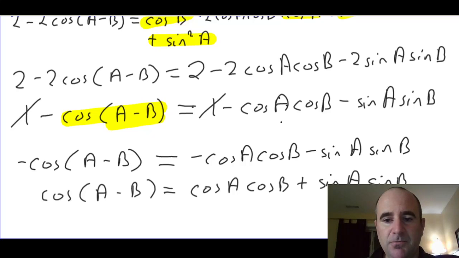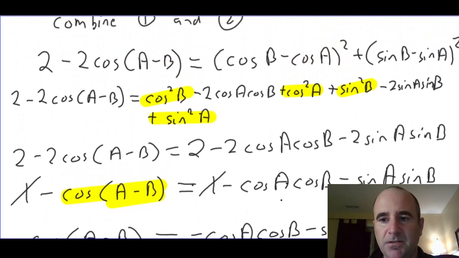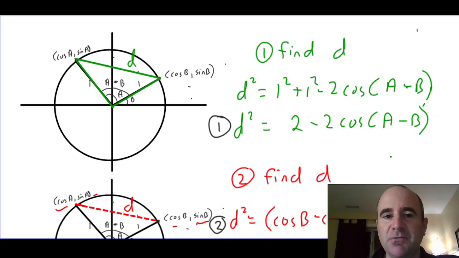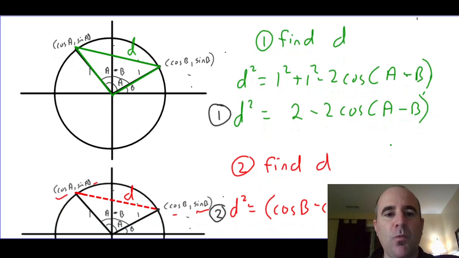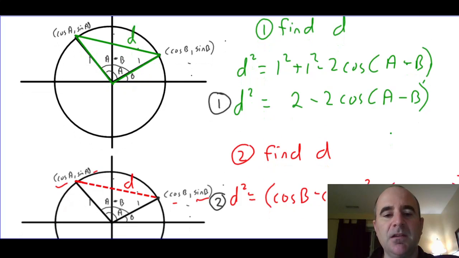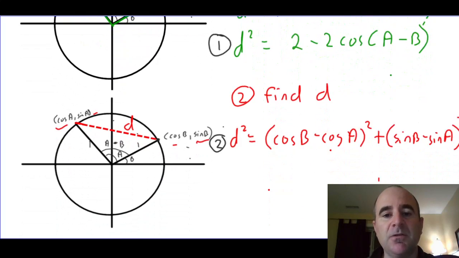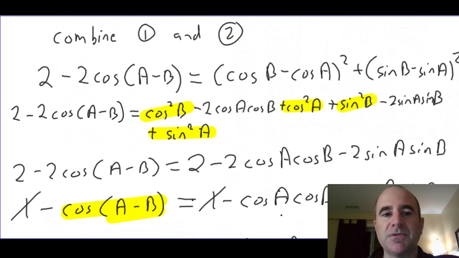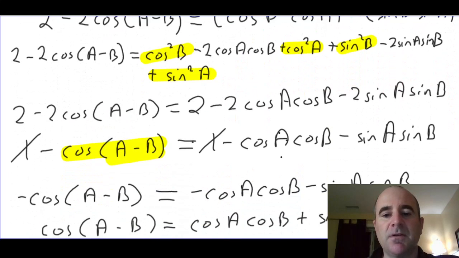As a quick review, what did we do here? Well, if we go all the way back, we started off by drawing A and B on the unit circle, which gave us these 2 points, and then we calculated the distance between those 2 points 2 different ways. One way was using cosine law in the green here. The next way was using the distance between 2 points on the Cartesian plane, which gave us this formula right here. We combined both those formulas, and then the algebra took over.